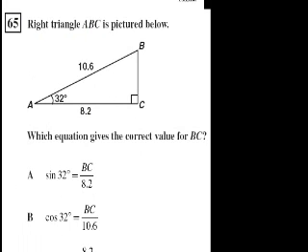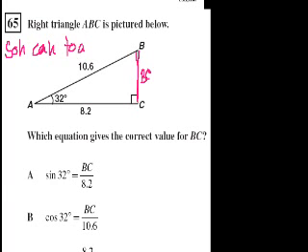Problem 65. Right triangle ABC is pictured below. Which equation gives the correct value for BC? So this is what they want us to figure out. This is BC right there. All right, so let's read them. Let me write SOHCAHTOA. I actually do this a lot.